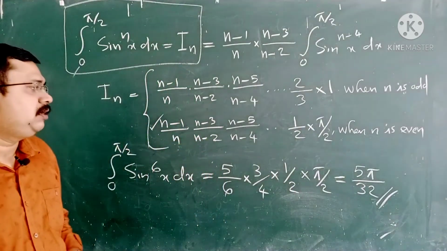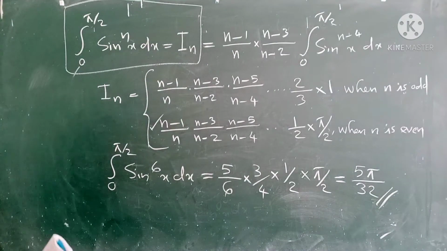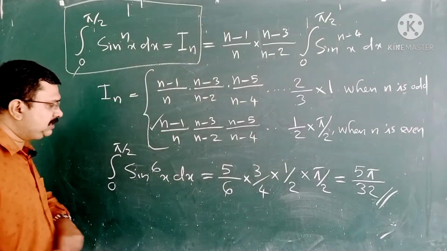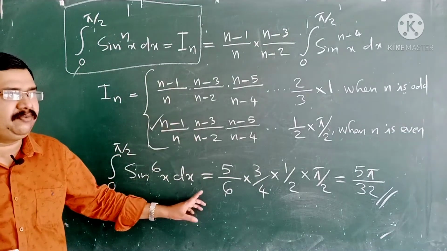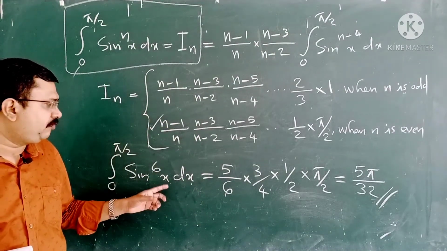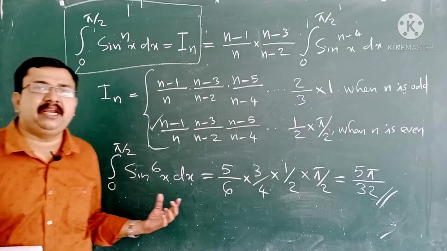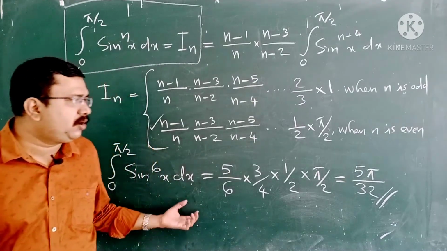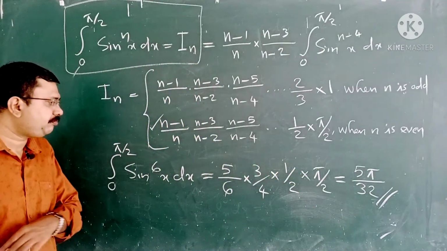Now we can solve another question. Please write this. This is a best example for this reduction formula. We are applying the reduction formula to find the integral of sin raised to 6x dx. The final answer is 5 pi by 32.